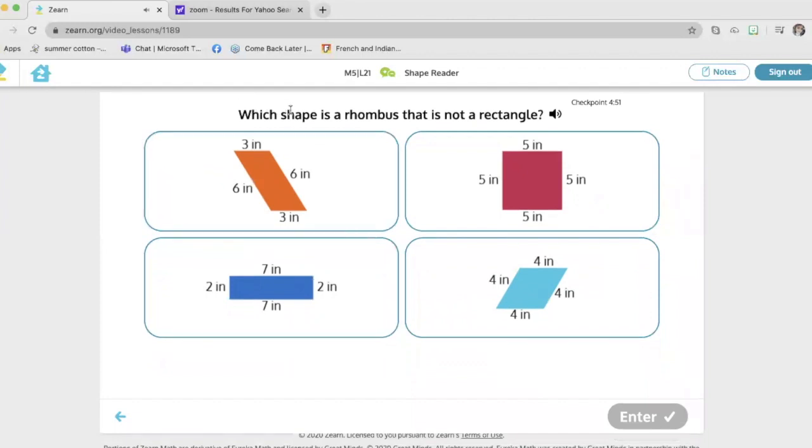Okay, so it says, which shape is a rhombus that is not a rectangle? Well, we know that the definition of a rhombus is a shape that has four equal sides. So if I look at this shape, I see that there are different dimensions. They're not all the same. This shape has different dimensions. This shape has the same dimensions. And then I have this shape right here that's going to have the same dimensions as well. But it says the shape cannot be a rectangle, which means it cannot have 90-degree angles. So that eliminates this shape, and that means this shape would be our answer. This is the rhombus.